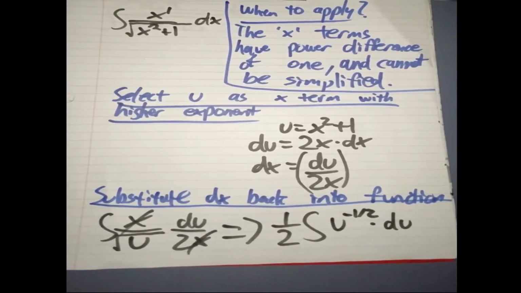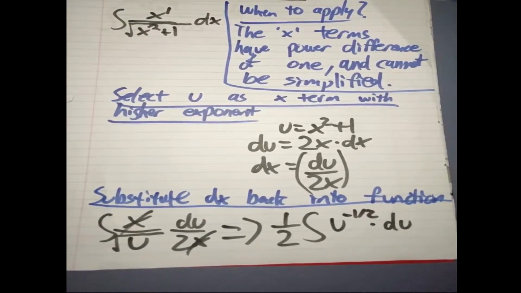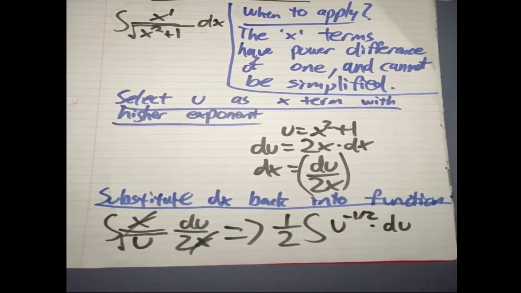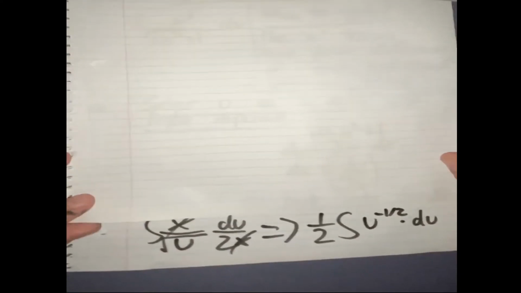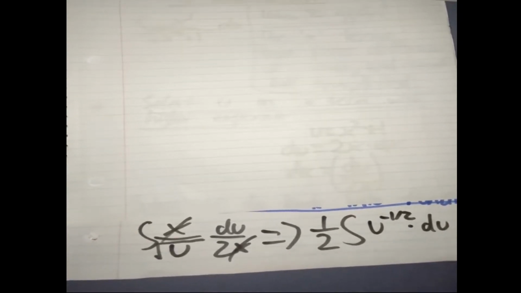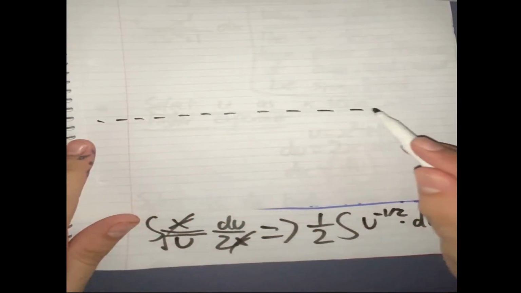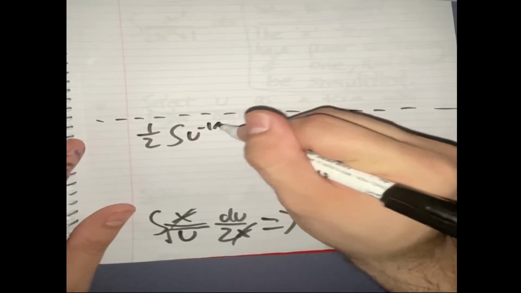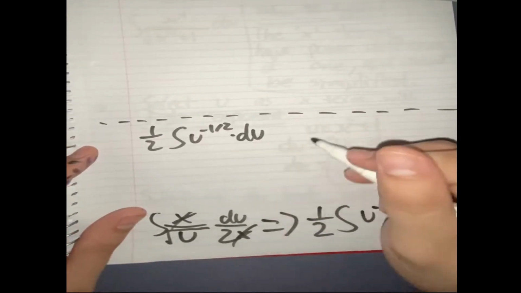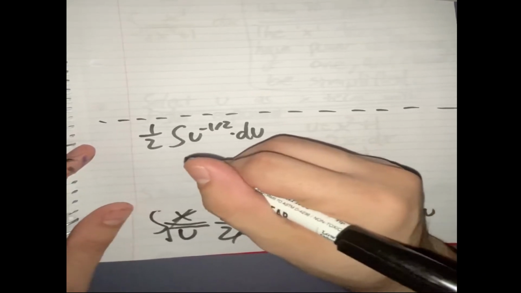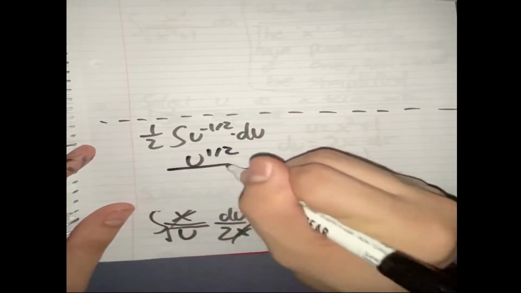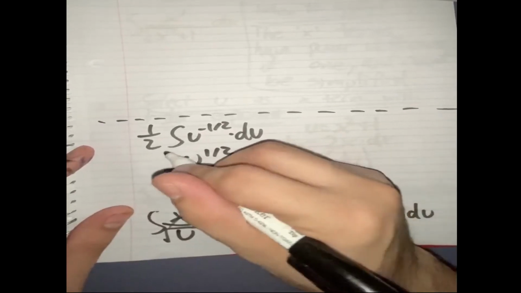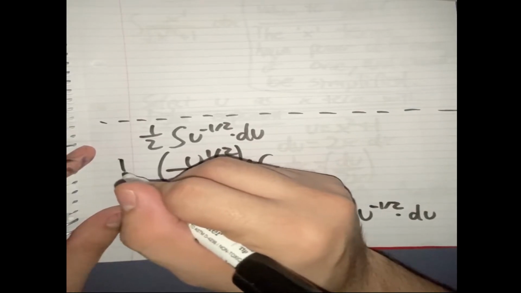And now all we do is we integrate everything with respect to u. So this problem is 1/2 integral of u to the negative 1/2 times du. When we integrate this, we add 1 to the power, so it's u to the 1/2 divided by 1/2, plus c. And we multiply this by 1/2.